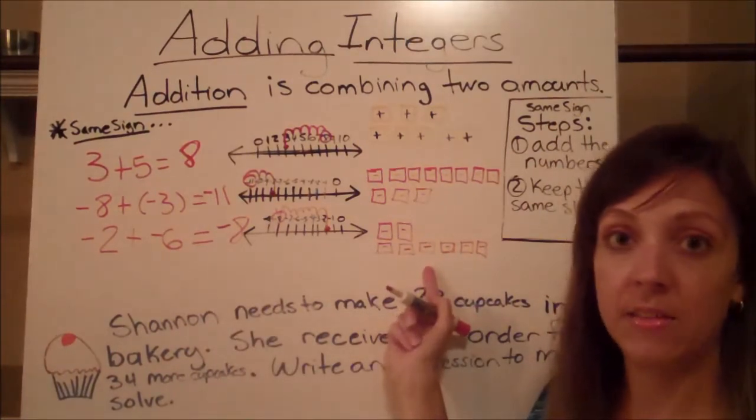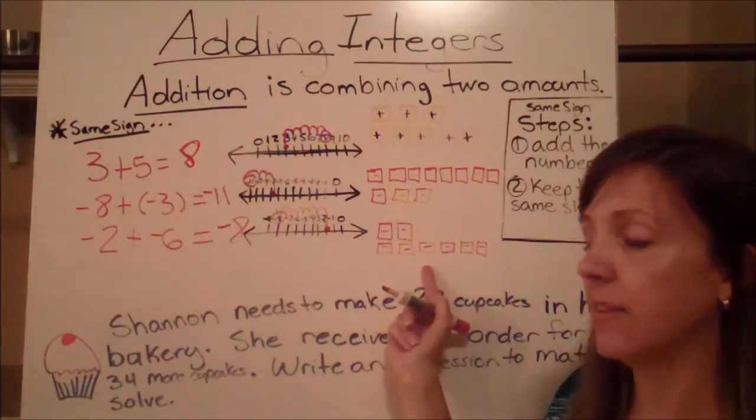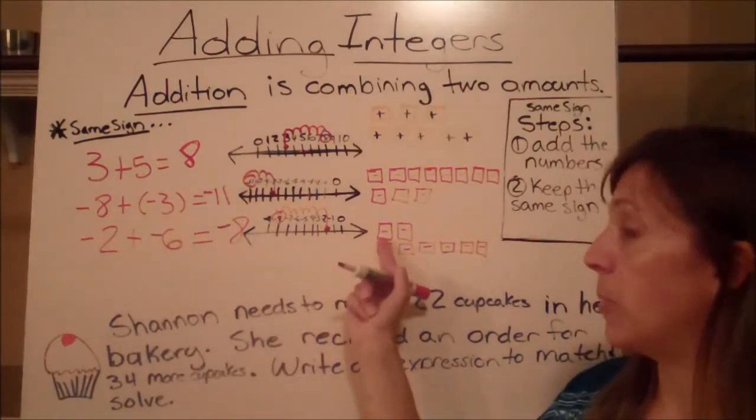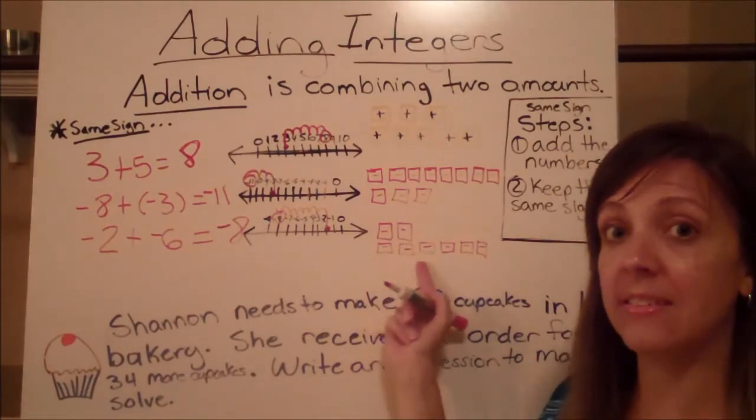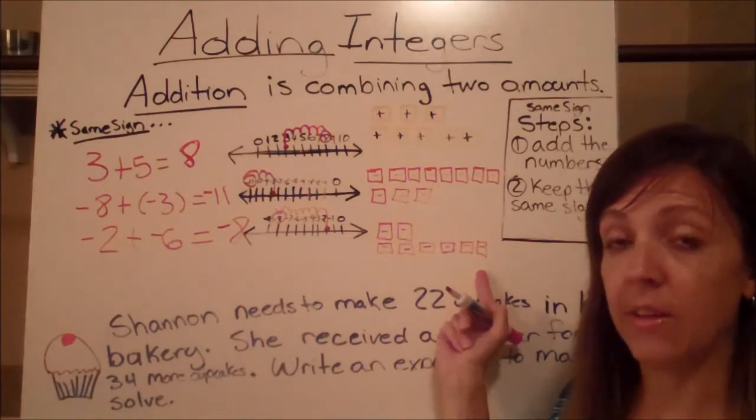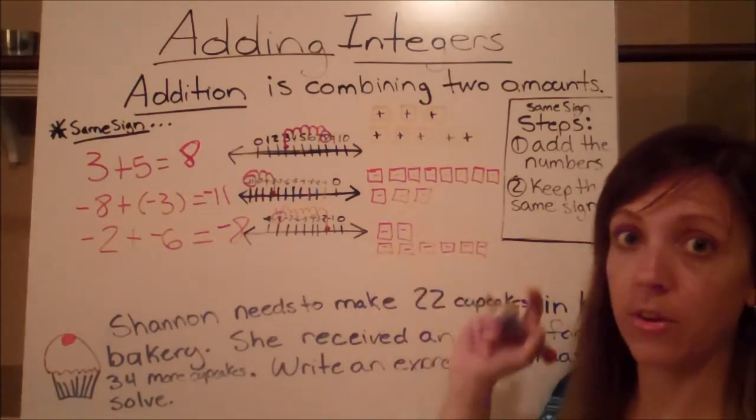Now I'm going to look at my integer chips, which we will be using in class. Negative 2, I pull out my 2 negative integer chips and 6 negative integer chips, and I put them together, and all together there's 8.